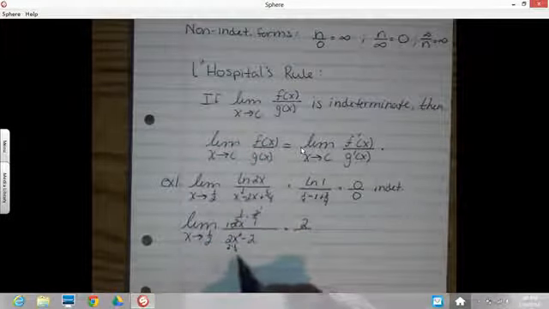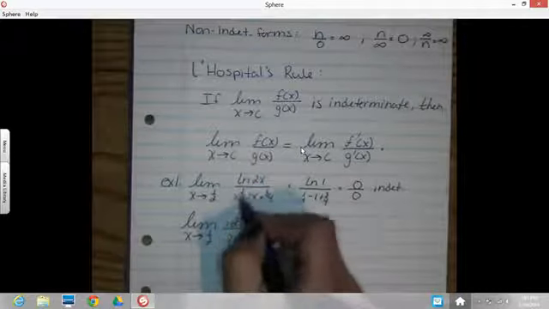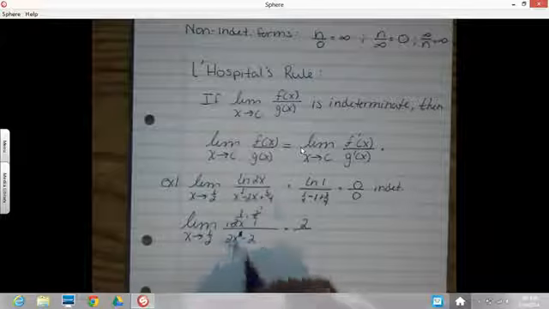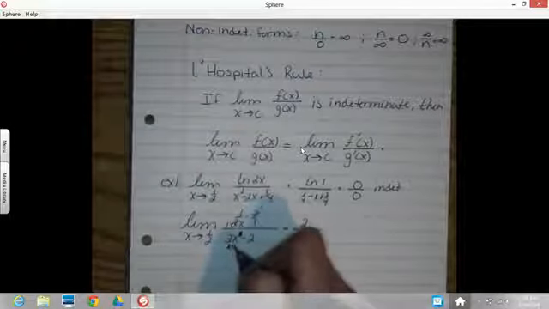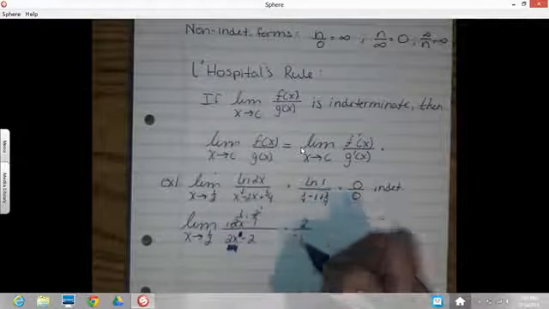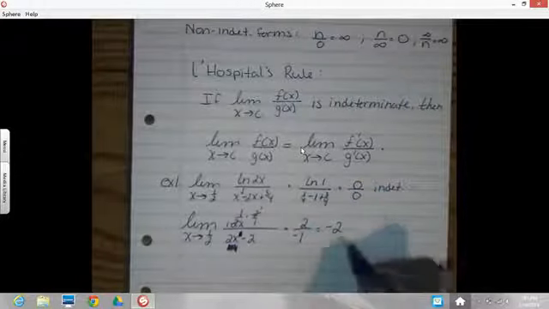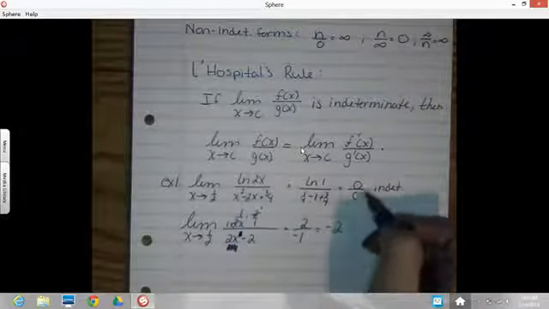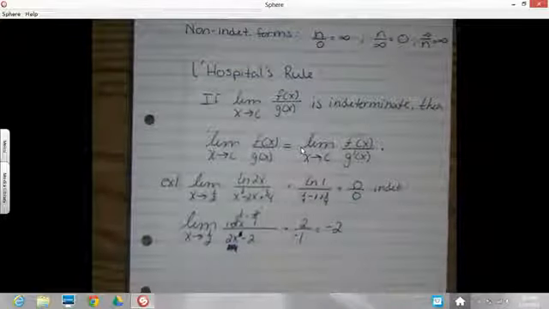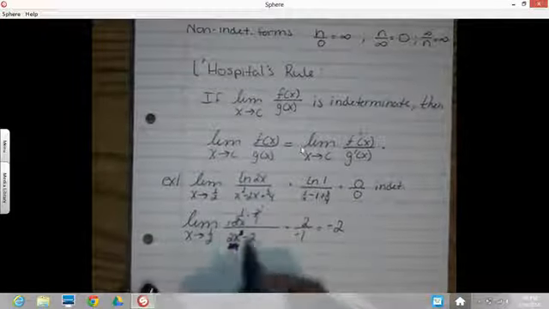Oh, this was supposed to be x. 2x is the derivative, so 2 times a half is 1. Minus 2 is a negative 1. 2 divided by negative 1 is a negative 2. So this time I did get an answer, not an indeterminate form. And there's my limit. Okay, so L'Hopital's rule, kind of powerful.